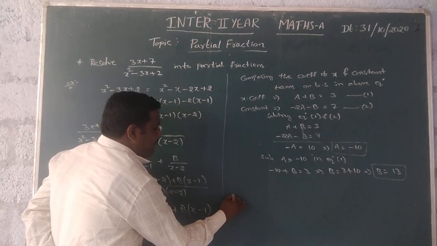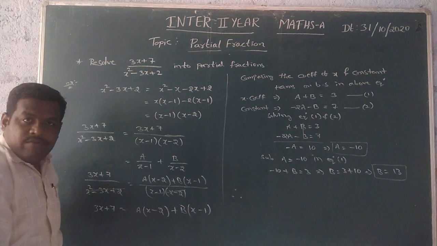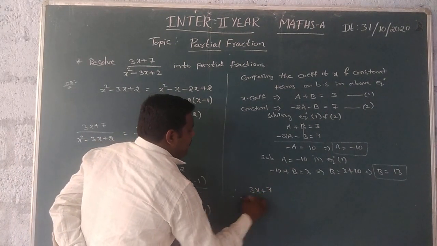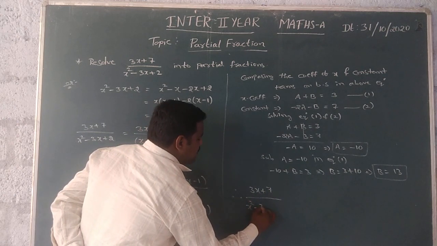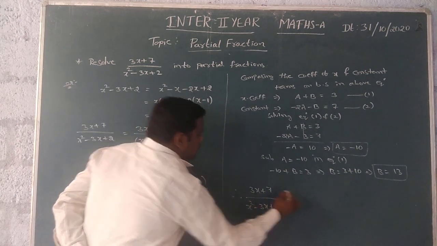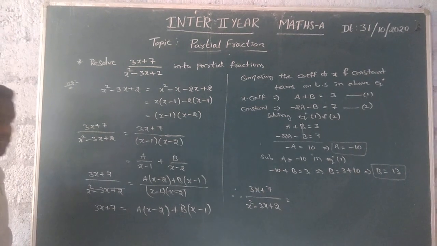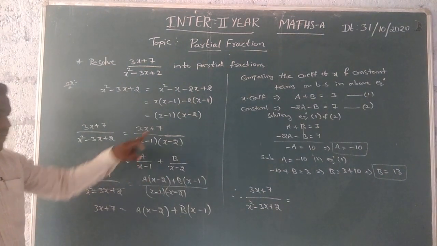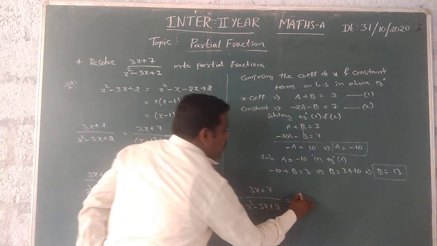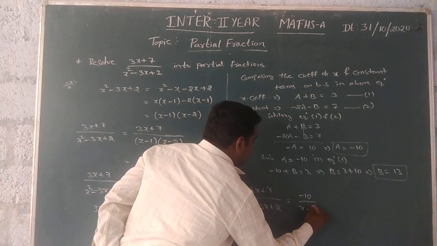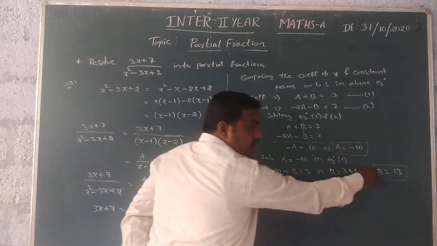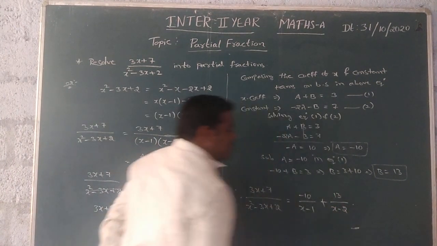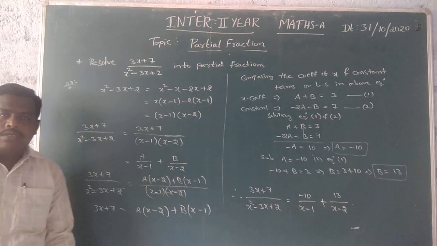Therefore, the given fraction 3x plus 7 by x square minus 3x plus 2 can be written in partial fraction form as A by x minus 1 plus B by x minus 2. What is the value of A? Minus 10. So minus 10 by x minus 1 plus, what is the value of B? 13 by x minus 2. Okay students, everyone note that one?